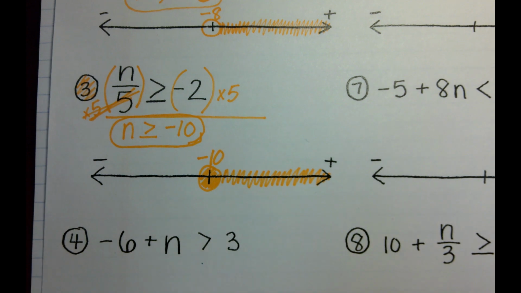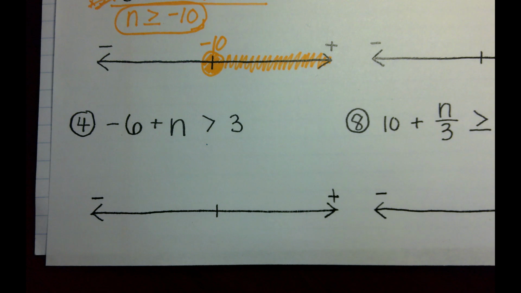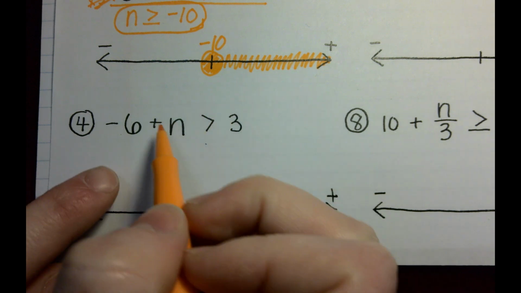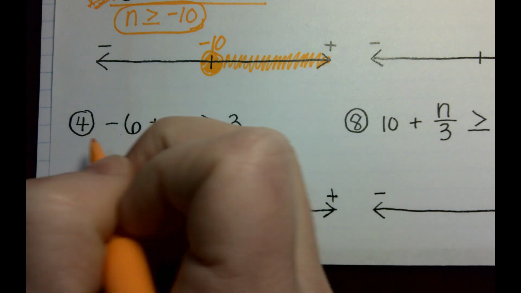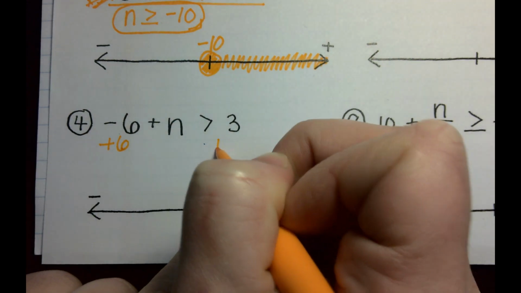Okay, are we ready for number 4? Let's do it. Number 4, I have -6 plus n is greater than 3. What would I do here? I'll subtract 6. Okay. Added. Oh, okay, good. You're correct. We're adding 6. Perfect. Both sides.